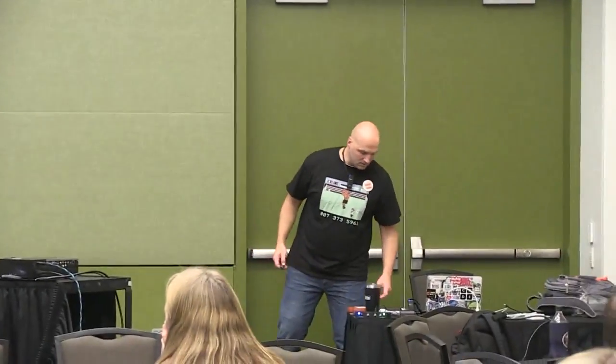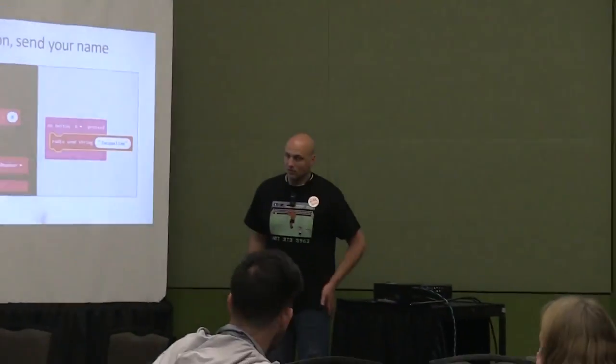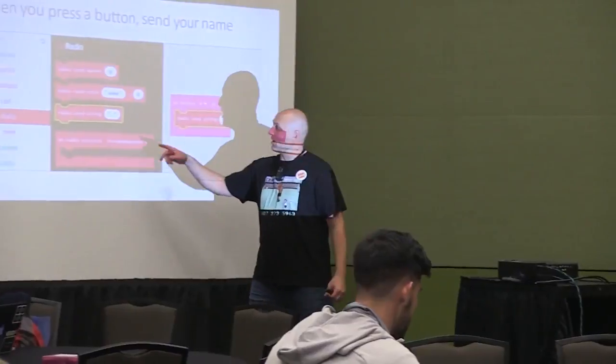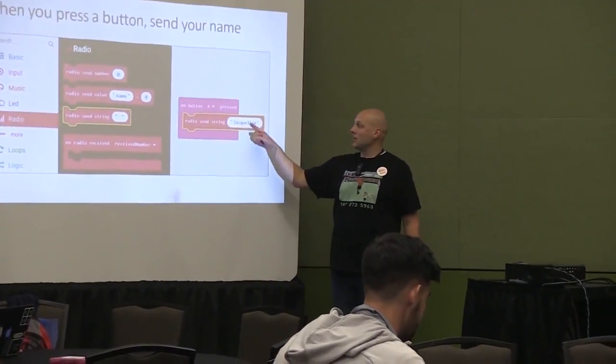Okay. Then we're going to go to input, and you're going to drag that A button on over, just like we did in the previous session. And then we're going to go back to radio, and you have a radio send string. So on the A button press, this radio send string, I want you to put your first name.